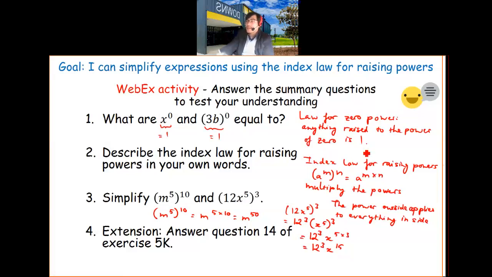So this is what you need to do for exercise 5K. If you want a bit of extension, then you can do question 14 for the exercise, all right? So I hope that this helps you and summarizes everything that you need to know for 5K. Before I move on to the next exercise, does anyone have any questions, or does anyone need me to explain anything again?